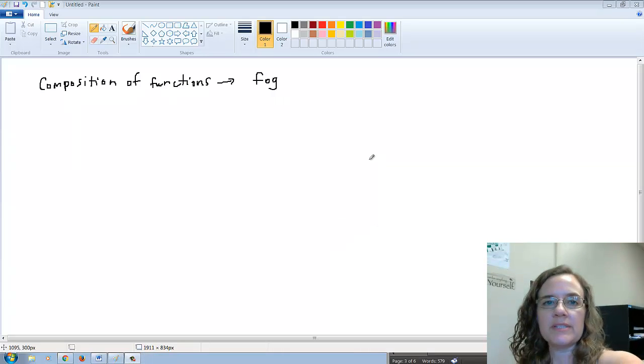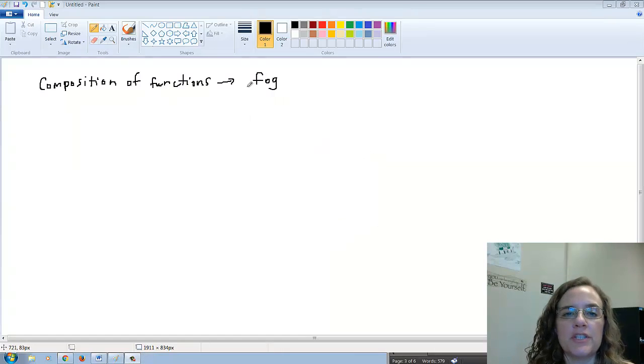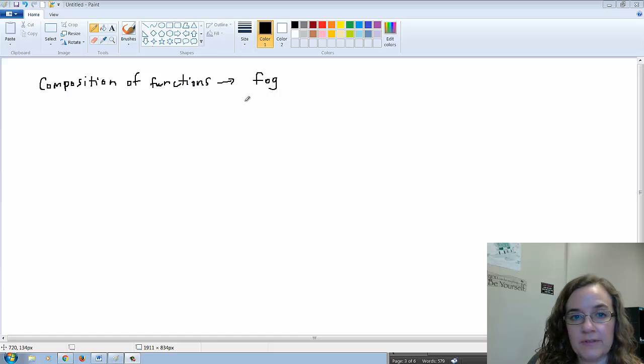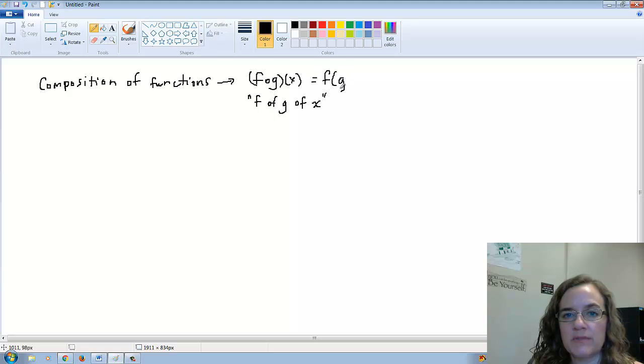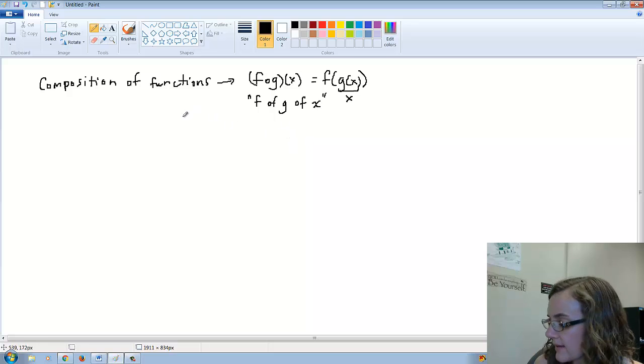So for this video, I'm going to show you what fog means. It actually is f of g, and we usually would throw on an x. F of g of x looks like f of g like this with an x here, and it's when we put g of x inside the f function everywhere there's an x. So this g of x is going to go in for the x.